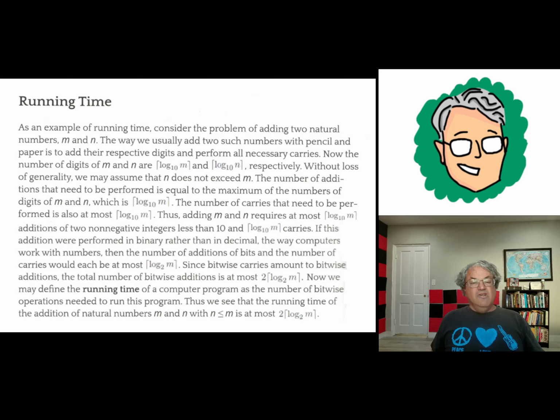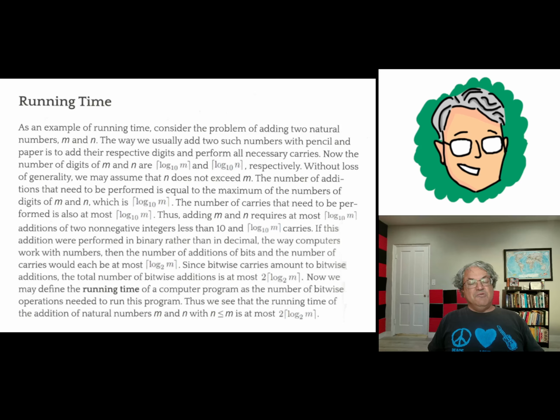just for an example, what if we were adding two non-negative integers, to make it specific? Let's call them little m and little n. Well, if we use the normal way that you learned how to add in grade school, you write down the numbers in base 10, and then you add each column, which corresponds to each digit of each number.